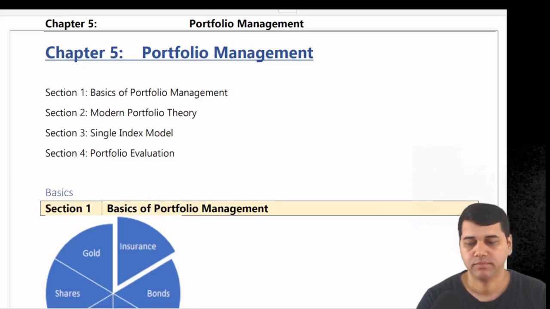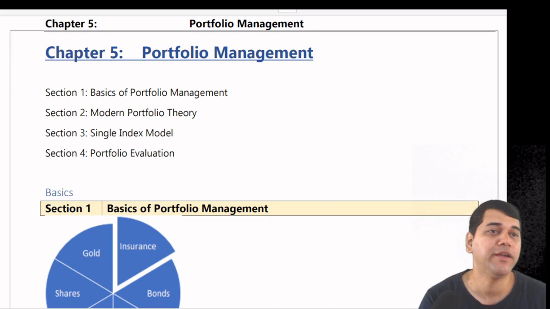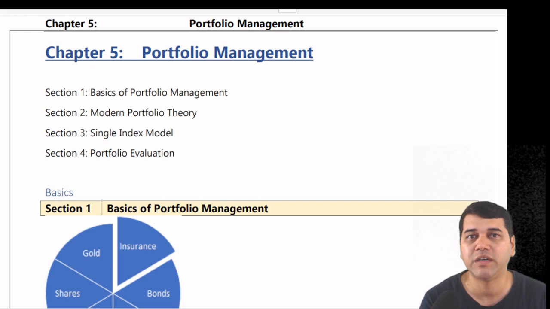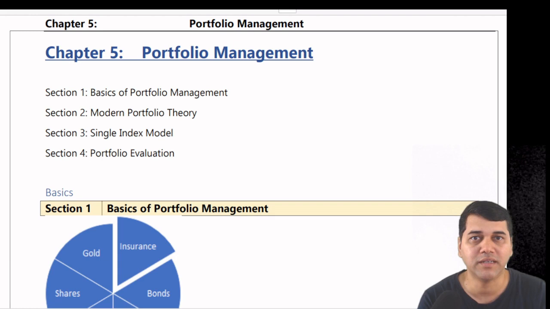Yes, friends, so we will move on to the very interesting, loving, fantastic chapter called portfolio management. In the previous chapter, security valuation, you have understood the valuation of one stock, bond and all. Now, once you do that individual valuation, let us consider including it in the portfolio.